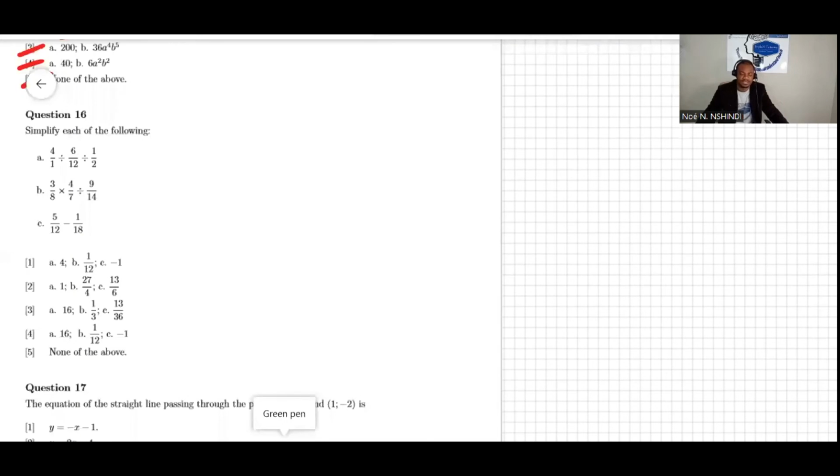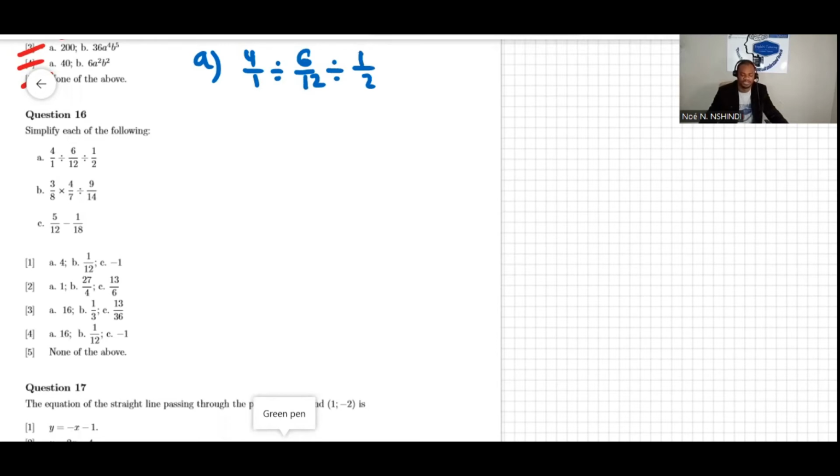Question 16 says simplify each of the following. Okay, let's start with A, on the right here. It says 4/1 divided by 6/12 divided by a half. Okay, so what can I do over here?